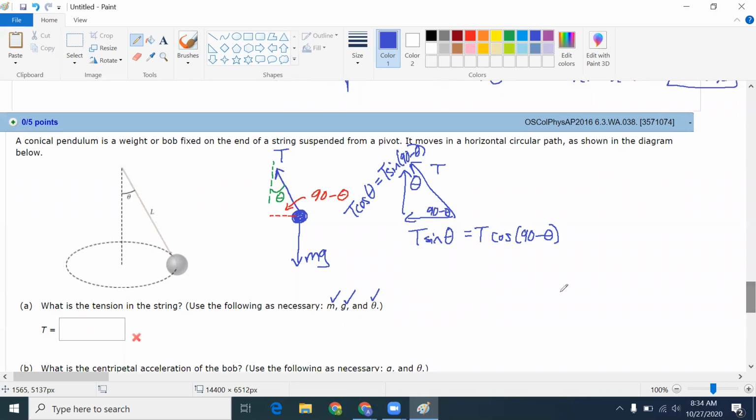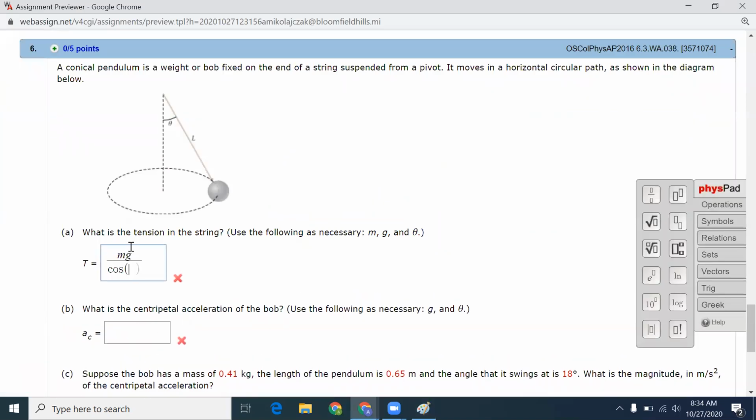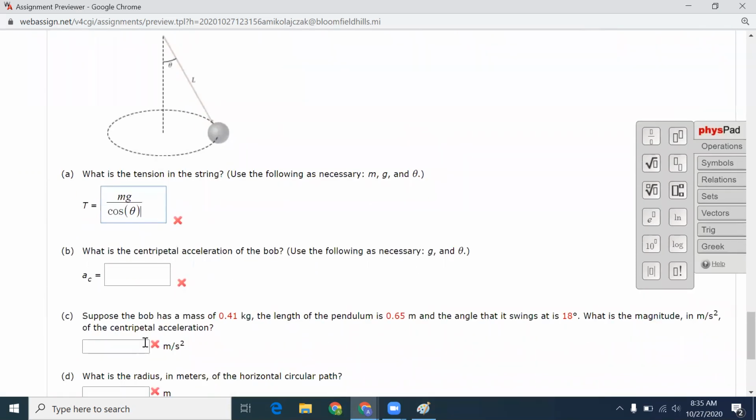So if I want to figure out what's the tension in the string, the y direction is going to be the most helpful because I know the most information about gravity. The y direction of this pendulum is going to be T cosine theta. That's my y component of tension. Minus mg is 0. So the tension would be mg over the cosine of theta. So we'll do mg divided by cosine of theta. If you type in the word theta, it will actually populate it for you.